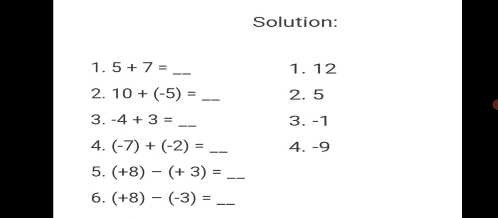Fifth sum, plus 8 minus plus 3. Minus into plus, answer is minus. Minus 3 we got. 8 minus 3 is positive 5. So fifth answer is 5.